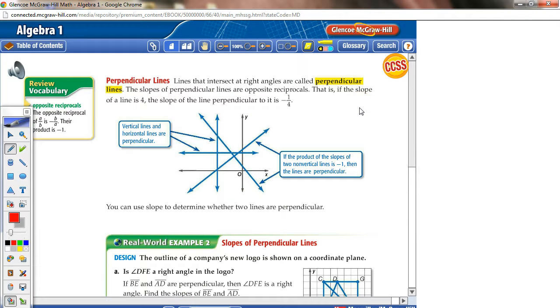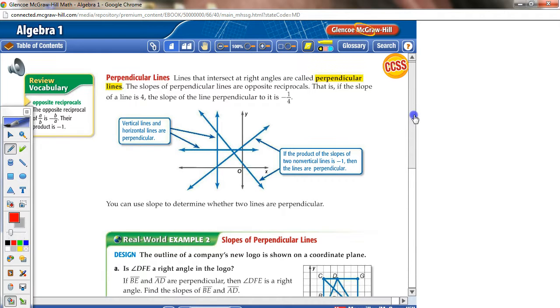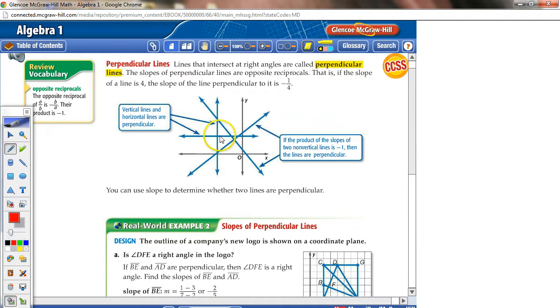Next, now we're going to talk about perpendicular lines. Perpendicular lines is when you have two lines that intersect at a 90-degree angle. So you see here, this line and this line, it's like a cross. It has 90 degrees. That means they're perpendicular. If two lines are perpendicular, then the slopes of the lines are opposite reciprocals. What does opposite reciprocals mean? If a line has a slope of 4, the slope of the line that's perpendicular is -1/4.